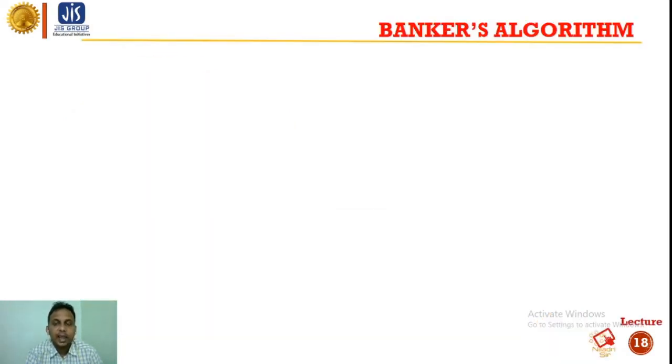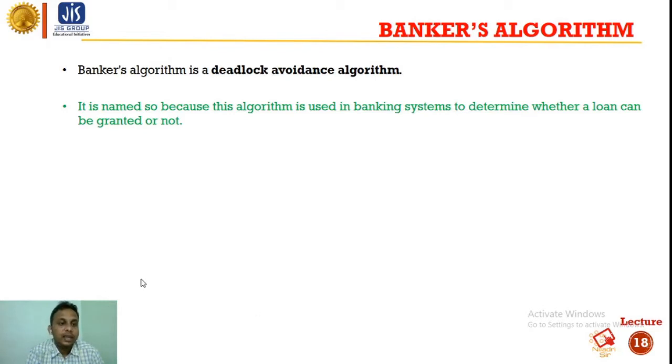So what is basically Banker's algorithm? Banker's algorithm is an algorithm which is used to detect the deadlock of a system. It is basically a deadlock avoidance algorithm. It is named so because this algorithm is used in banking system to determine whether a loan can be granted or not. This concept has been used in banking system to check whether any customer is eligible for loan or not.